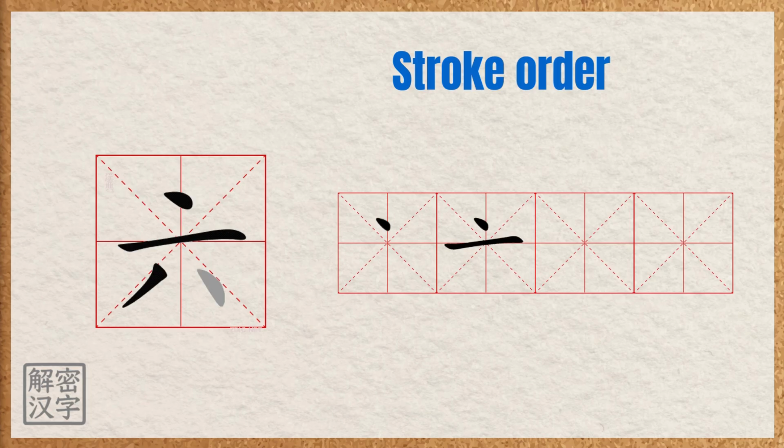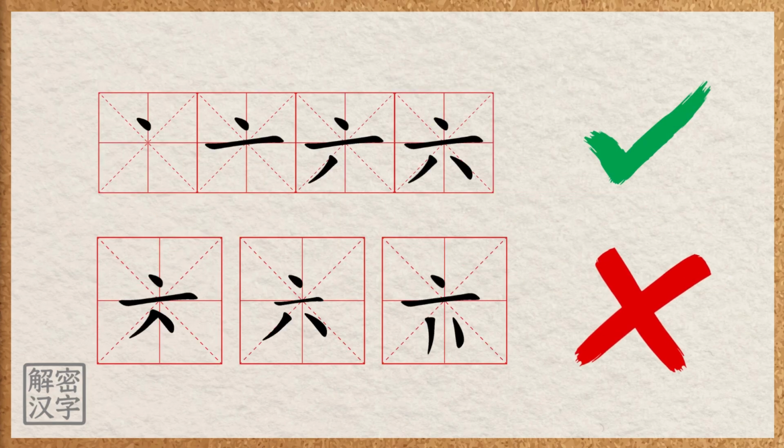After that, add a short left falling stroke on the left side under the horizontal line. Remember to leave a little space between the 2 strokes. Finally, add a dot on the right side of that left falling stroke. Make sure the character looks balanced, neither tilted nor uneven, like these examples. Did you get it right?